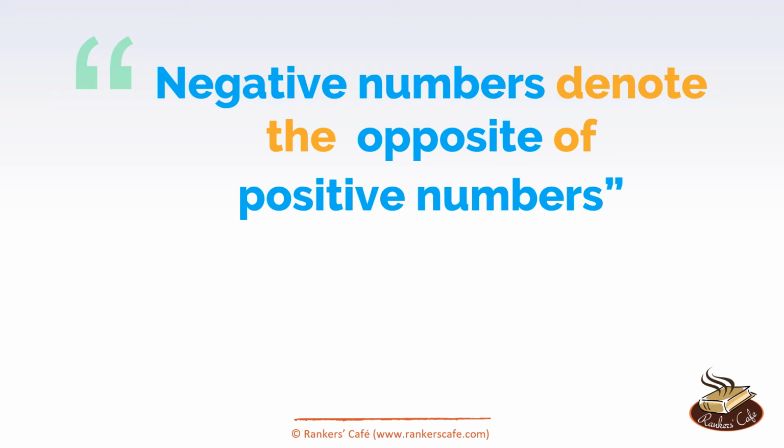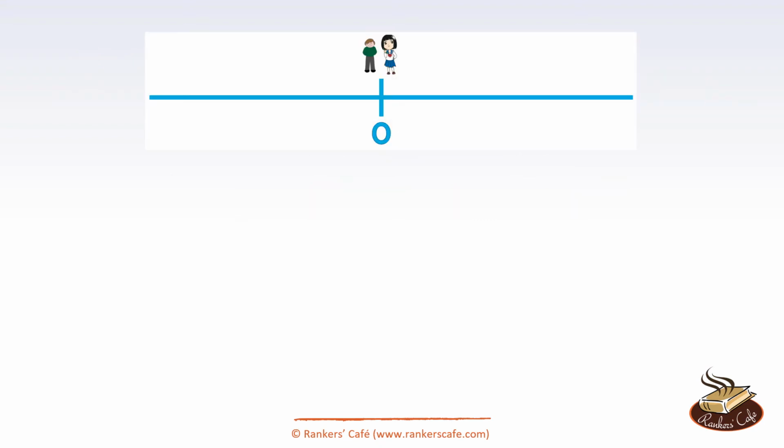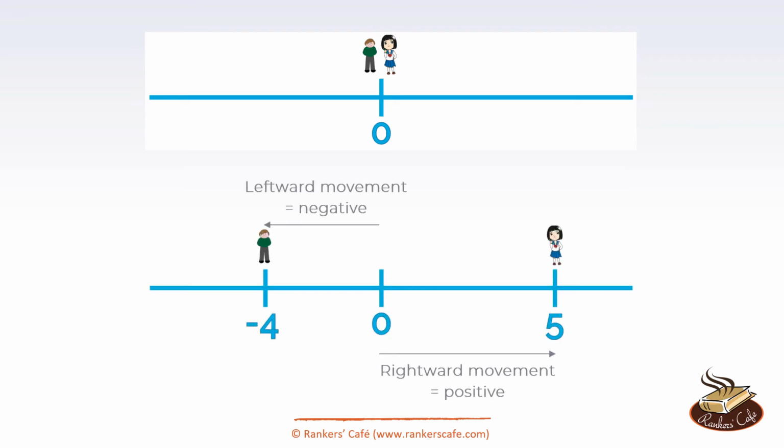Let us look at another example of what negative numbers denote. Jash and Adya start walking from a starting position in opposite directions. Let us denote the starting position with the number 0. Adya moves in the rightward direction and Jash moves in the leftward direction. Let us denote movement to the right of 0 as positive and movement to the left of 0 as negative. Adya moves 5 steps to the right, which we shall denote as 5 or plus 5. Jash moves 4 steps to the left, which we shall denote as minus 4.